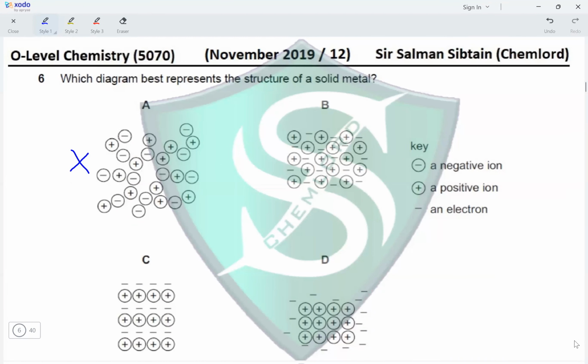In B, we have got positive ions and between them electrons. This is the structure of a metal. In C, we've got perfectly organized positive ions and negative charges. So the negative charges are not delocalized here. So this arrangement is incorrect. And in D, we've got all positive charges together and all negative charges surrounding the positive charges. This is also not showing that the electrons are delocalized between the positive charges. So the correct option for this question is option B.